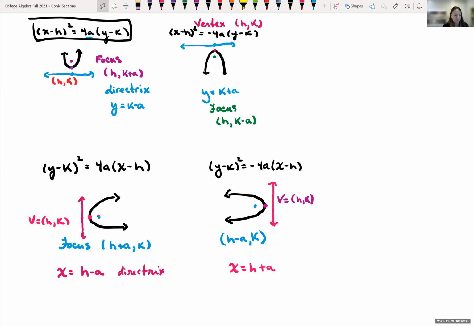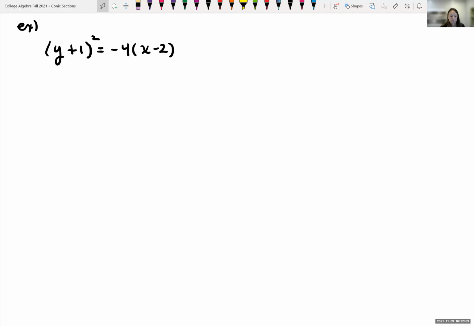So let's look at a couple of problems. Our example in front of us is (y + 1)² = -4(x - 2). And it wants us to find the directrix, the focus, the vertex, and graph this.